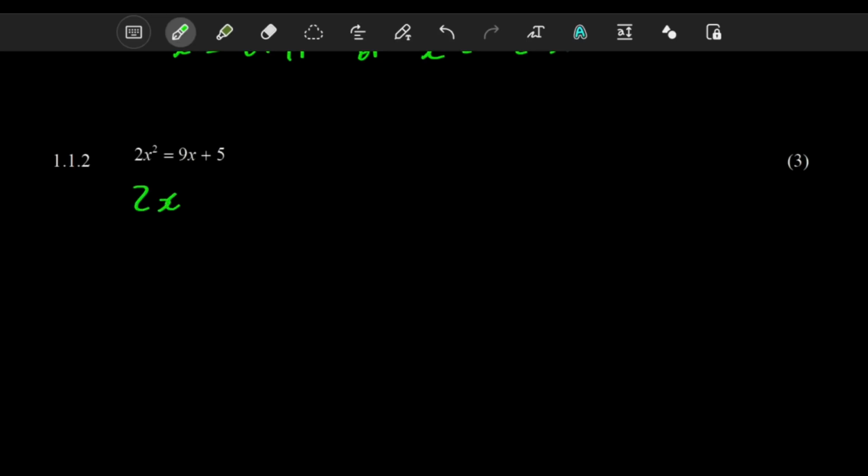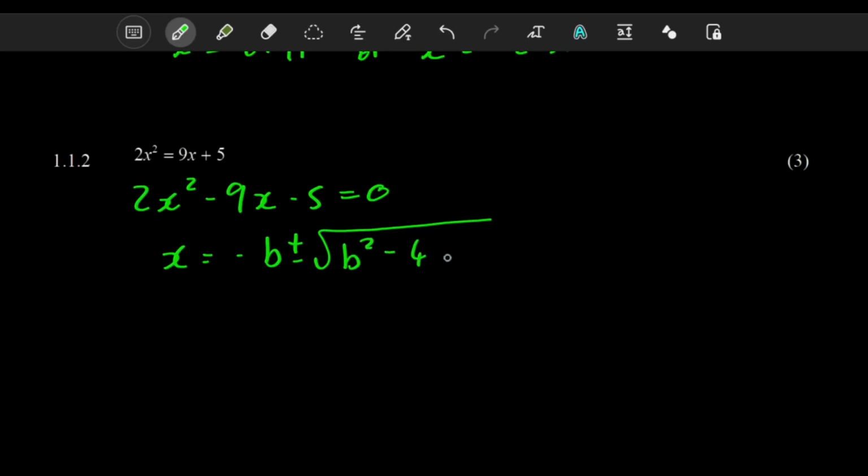My opinion is that with stuff like this, just mind your steps and mind your signs. Here, if you put everything on one side, we can clearly see that if you put this into the quadratic formula. Now, you may be wondering, do you always have to write down the quadratic formula before you use it?